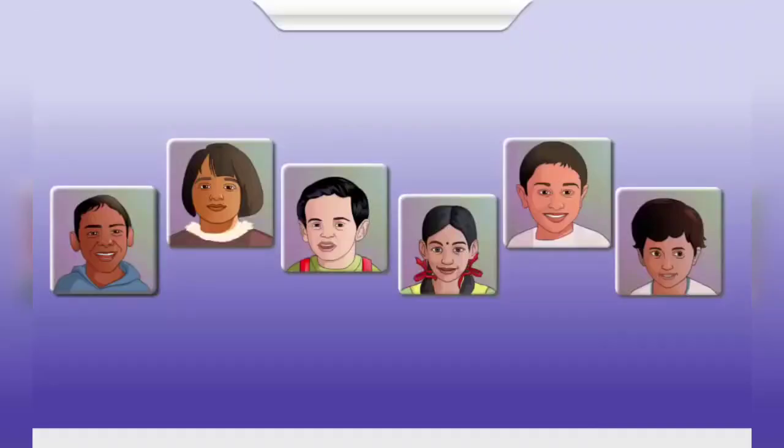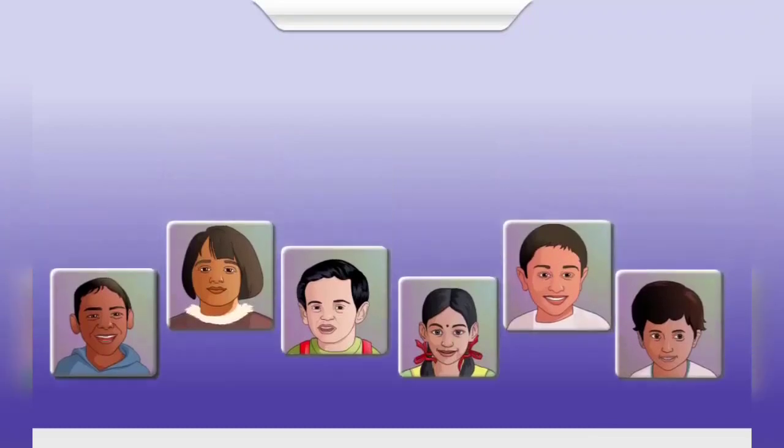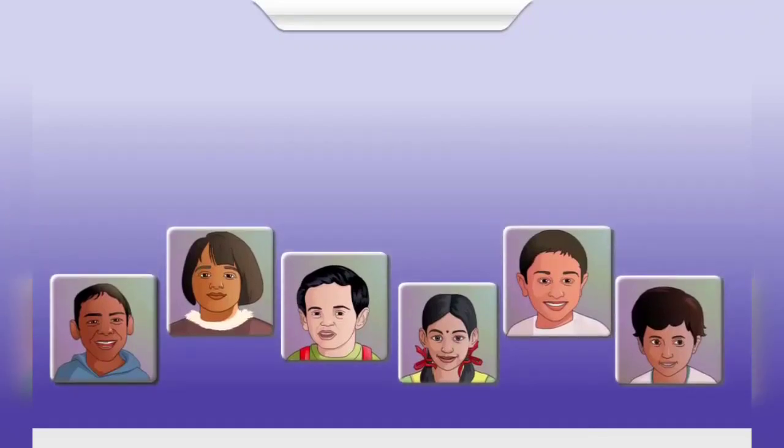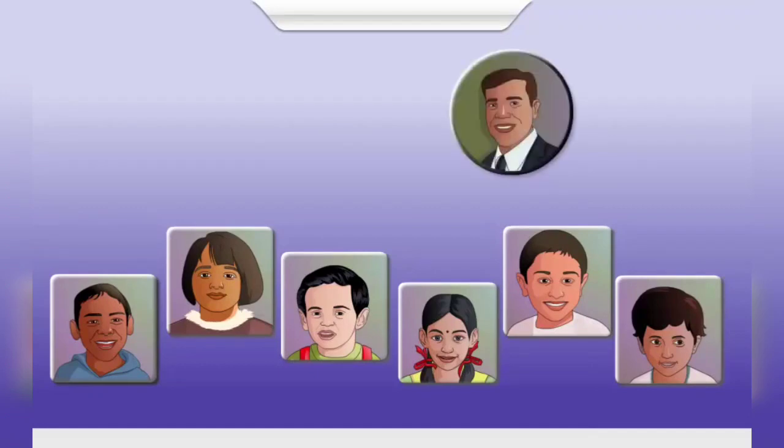Have you ever wondered why your nose, eyes, ears and skin colors are the way they are? Do you know which of these traits have been passed down to you from your father and which from your mother?